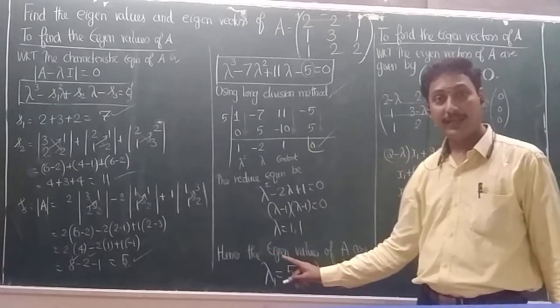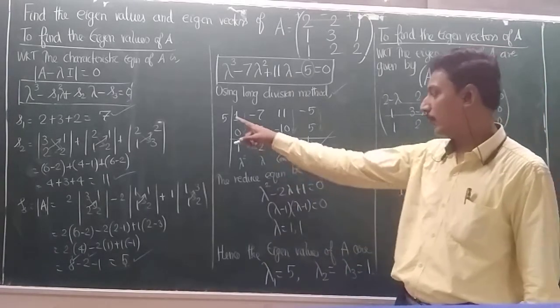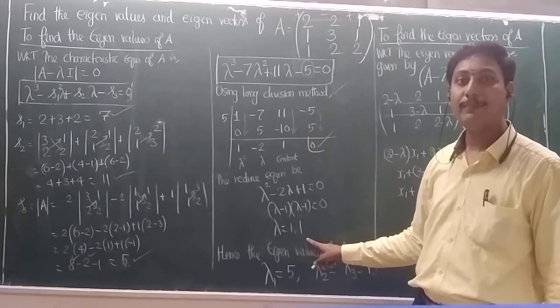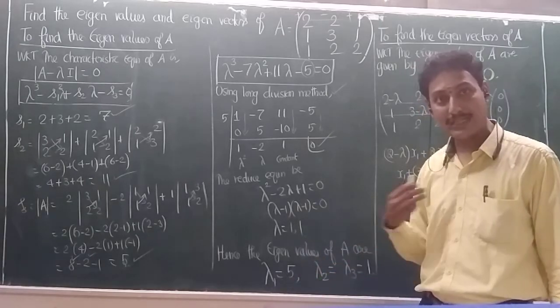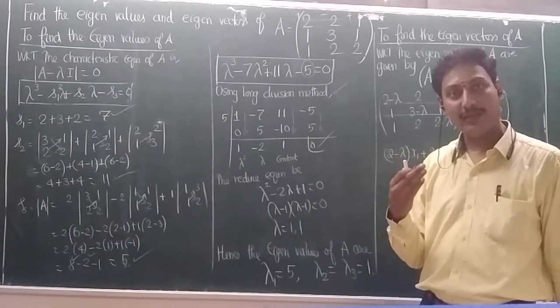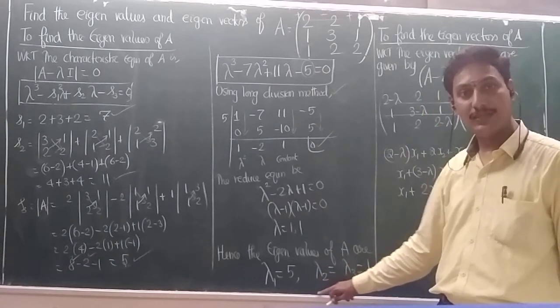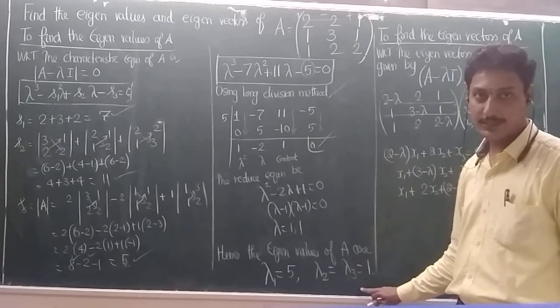Hence the eigenvalues are 5 and 1 only, but 1 is repeated twice. So 5 is the first eigenvalue, as I have considered the non-repeated eigenvalue as the first case. The repeated eigenvalues are the rest: lambda 2 is 1, lambda 3 is also 1.